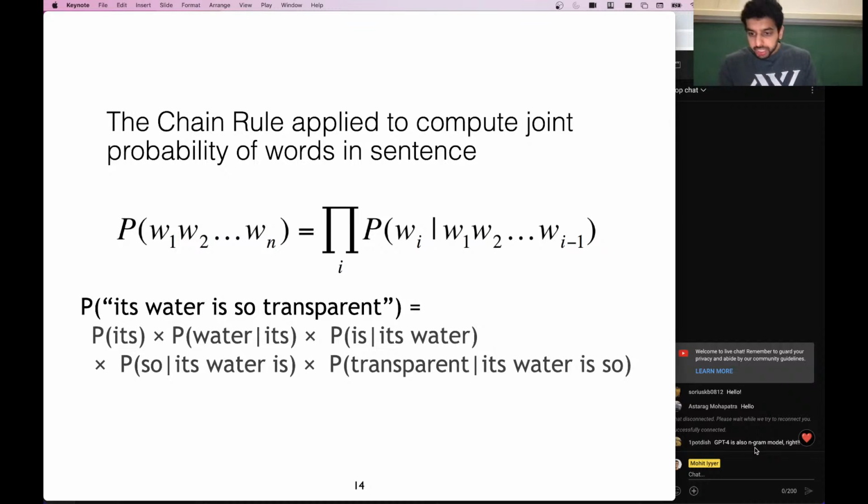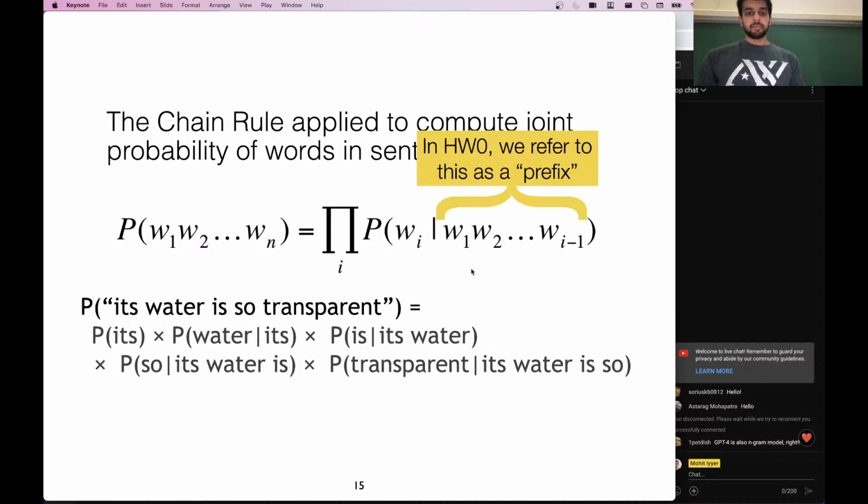All right, we have a question here. GPT-4 is also an n-gram model, right? No, GPT-4 is not an n-gram model. It is a neural language model, which is a different class of models that we will start covering next week. And it addresses many of the issues with the n-gram models that we're going to discuss today.